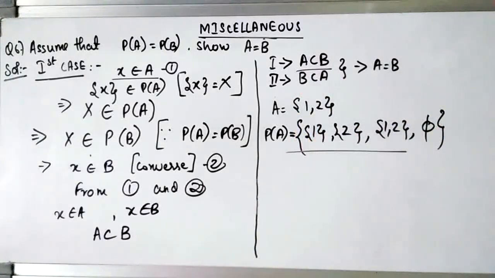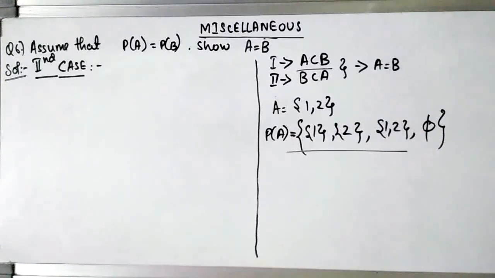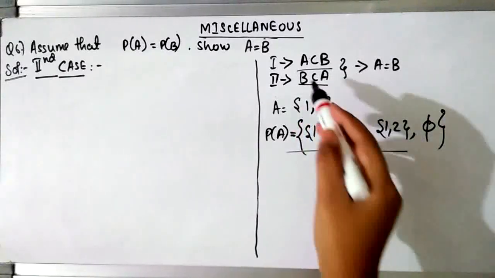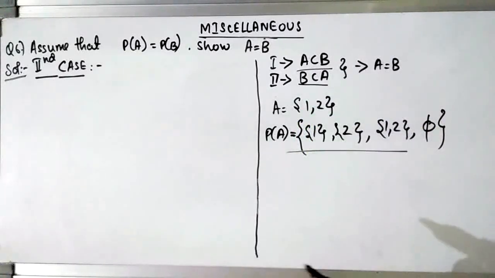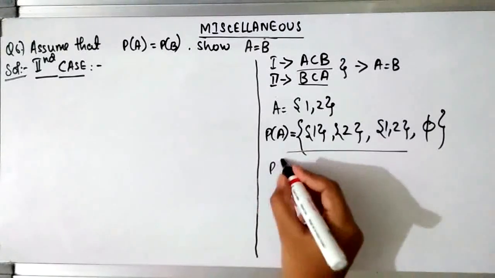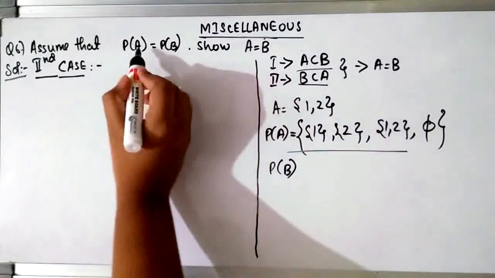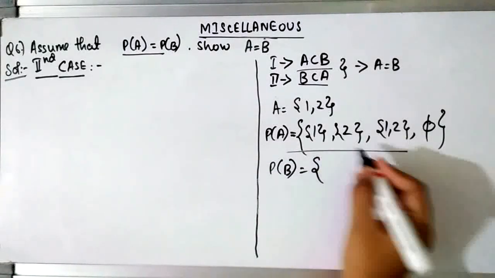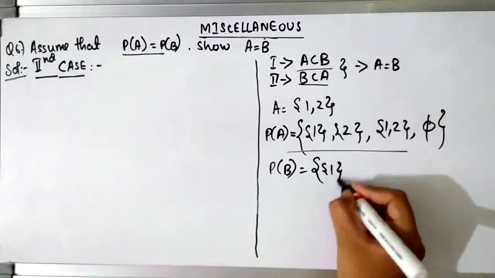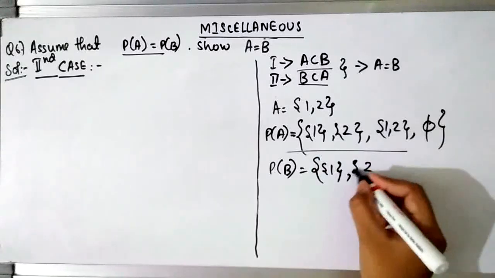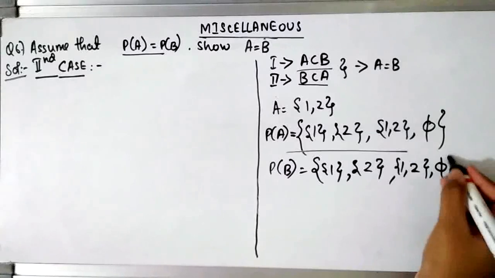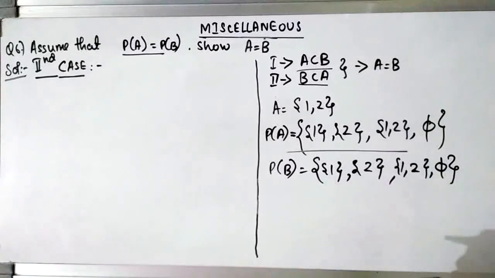Now let's move on to our second case, where we will prove that B is a subset of A. So first we will take set B. Now first we will write the power set of B. Since they told that the power set of A is equal to the power set of B, we will first make the power set of B the same as the power set of A. So you write the same thing. Okay, so this is our power set of B.